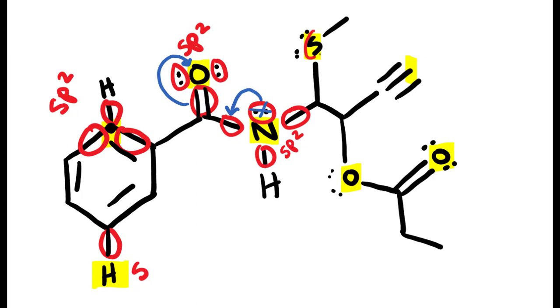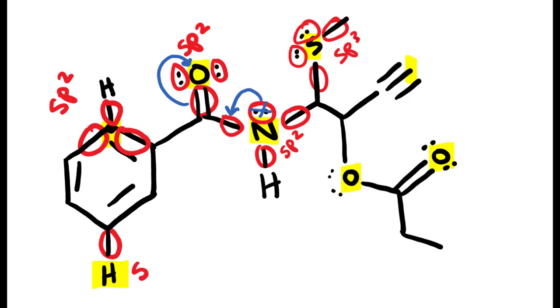Let's go ahead and look at this sulfur atom. This sulfur atom has a single bond, a lone pair, and a lone pair. So it appears to be sp3. But remember, when an atom appears to be sp3 hybridized but has a lone pair, you have to check if the lone pair can participate in resonance.